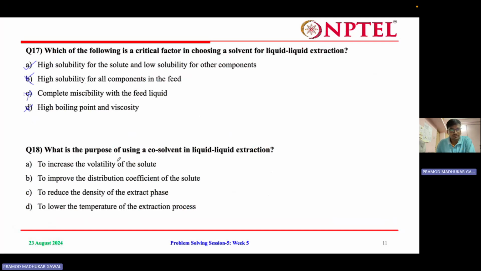Question number 18. What is the purpose of using a co-solvent in liquid-liquid extraction? To increase the volatility, absolutely no. To improve the distribution coefficient of the solute. Option B is correct.